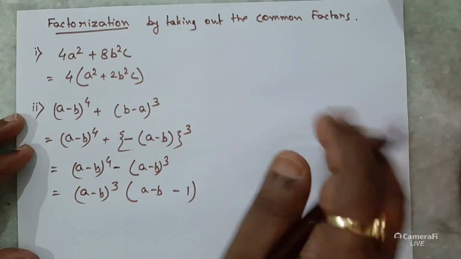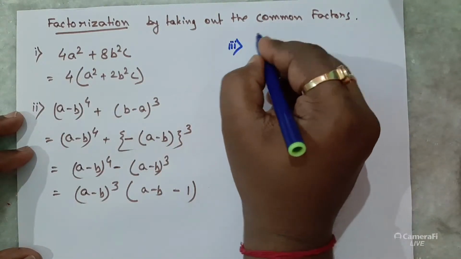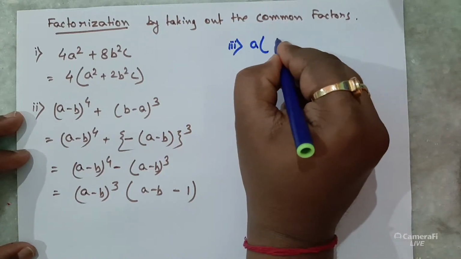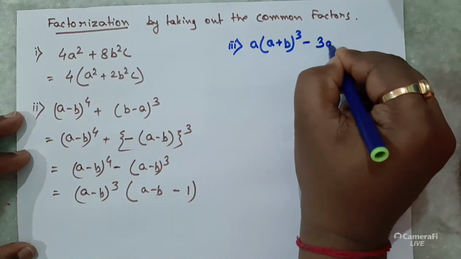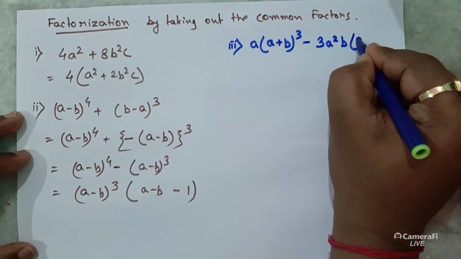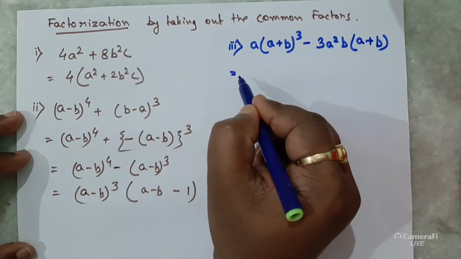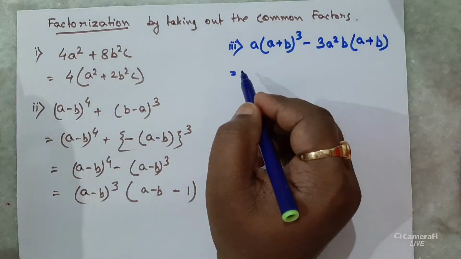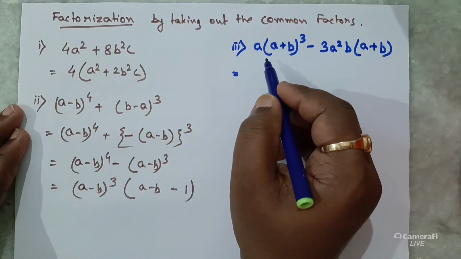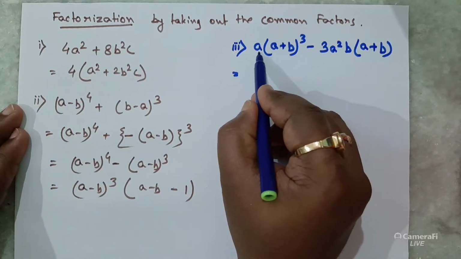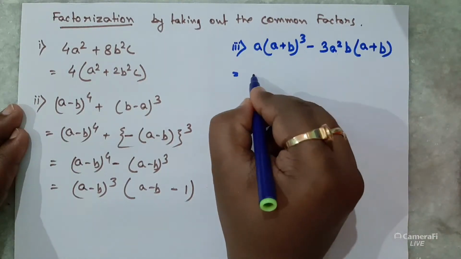Now let us solve this: a into a plus b whole cube minus 3a square b into a plus b. Now how do we solve this? Students, pay attention here while I am solving this. See here, a into a plus b is there, here also a and a plus b is there, so common is a into a plus b.